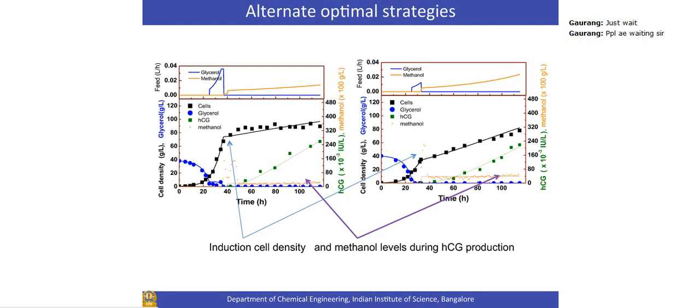Now, an alternate possibility is that you grow cells for a shorter duration and prolong this production phase to a longer one, or you provide methanol at a higher rate for a longer duration, and that will also result in a substantial amount of protein. In fact, both these policies give almost identical protein.